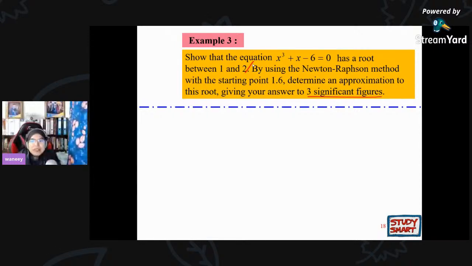The second part, they want you to use a Newton-Raphson method with the starting point 1.6. So I'm sure after you already know that the root is in between 1 and 2, some of you might write down x1 equal to 1.5. So ada setengah tu dia nak tambah dua-dua kan. Tak boleh lah. Sebab this Newton-Raphson, they actually tell you that the value of x1 should be equal to 1.6. So dia dah ada initial value, kita kena start dengan initial value yang dia bagi. Okay, so now let's start the solution or the working.